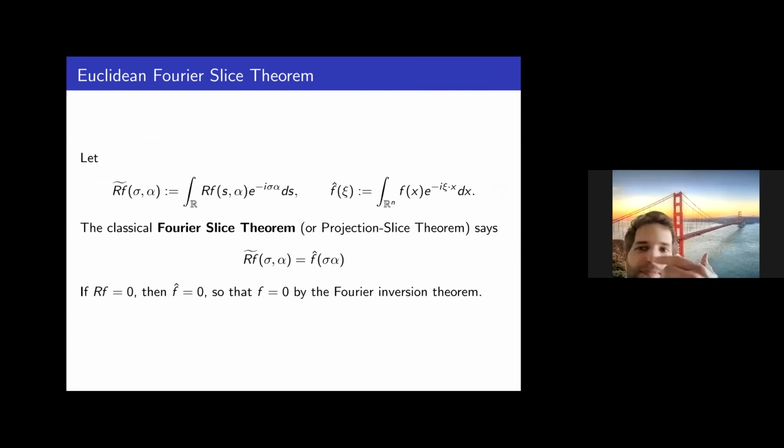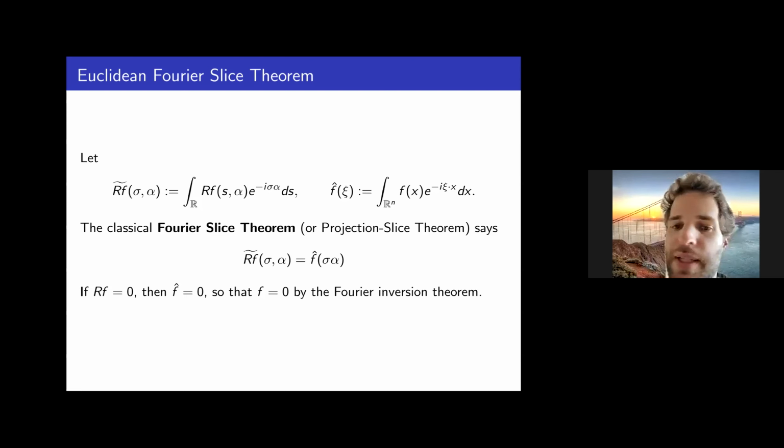Oh, sorry. Let me take a step back a second. The Euclidean version of this strategy is also called the Fourier slice theorem or the projection slice theorem. Essentially, it's relating the Fourier transform of the Radon transform. Given the Radon transform of some function f, if you take its Fourier transform in the impact parameter, then this is somehow related to the full Fourier transform.